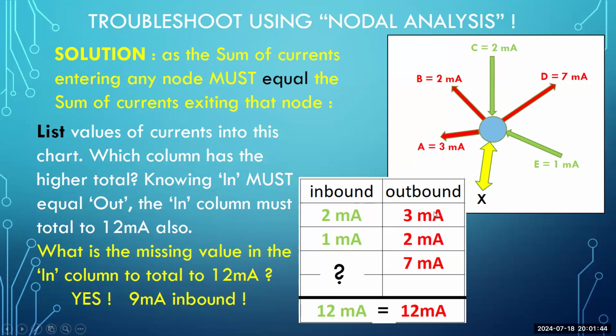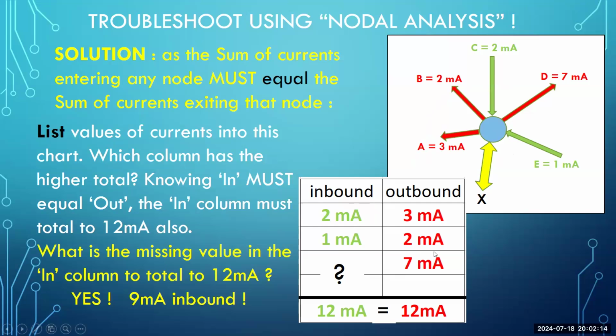So there, I write down 3 milliamps in this column. I then have path B of 2 milliamps, and I write 2 milliamps right below it in the outbound column. And then I also have a path D of 7 milliamps, also out, and I have that in red as 7 milliamps. Once you fill in your known values, you have 5 known values and 1 unknown, this big question mark. 5 known values and 1 unknown. You fill them in according to whether they go in or out.